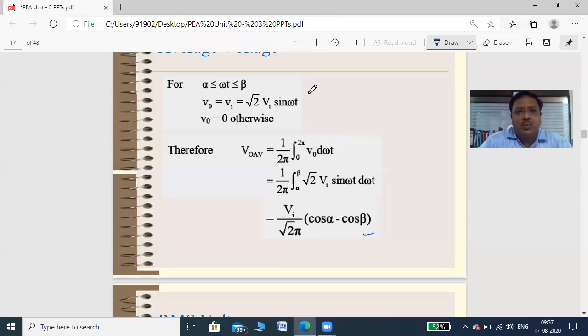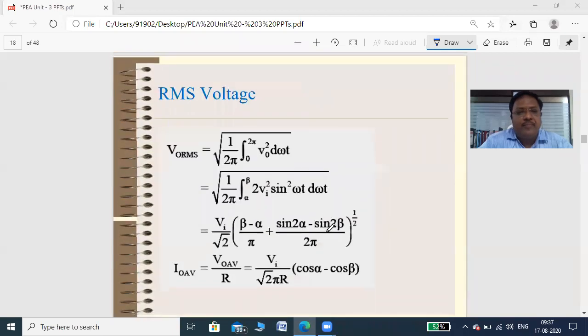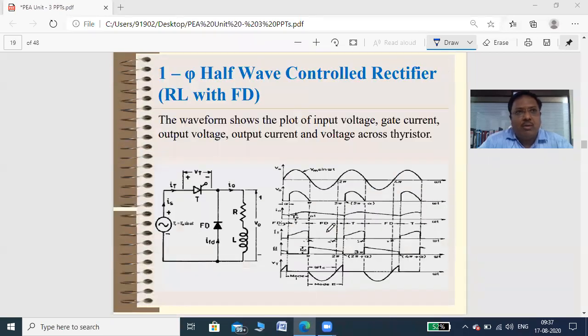So this is important. With inductive load, we have the RMS voltage. Then the single phase half wave controlled rectifier for RL load with a freewheeling diode. The freewheeling diode maintains the load current constant. If you see this waveform, this is the load current waveform in which the load current is constant, or continuously on. The load current never becomes zero. If you are connecting a DC motor as a load, then with the help of this freewheeling diode, we can continuously keep that motor on. Otherwise, if your load current is discontinuous, your motor stops working.